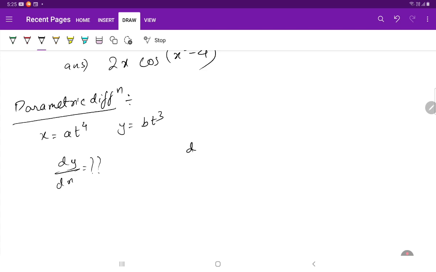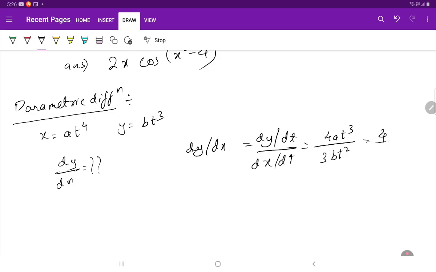So I can write dy by dx as dy by dt upon dx by dt. dy by dt is 4a t cube and dx by dt is 3b t square. You'll get the answer to be 4a by 3bt. For parametric differentiation, we can understand one thing, that we just have to differentiate the numerator and denominator functions with respect to t, and then find the resulting answer.